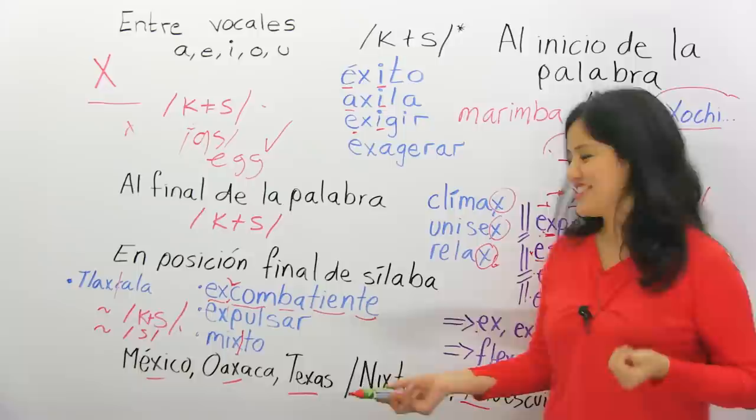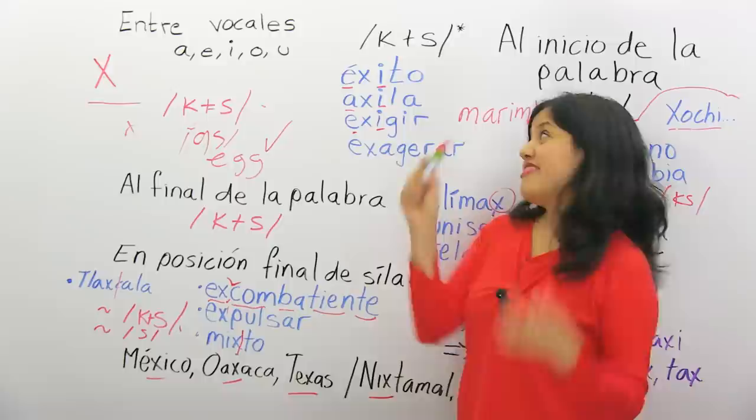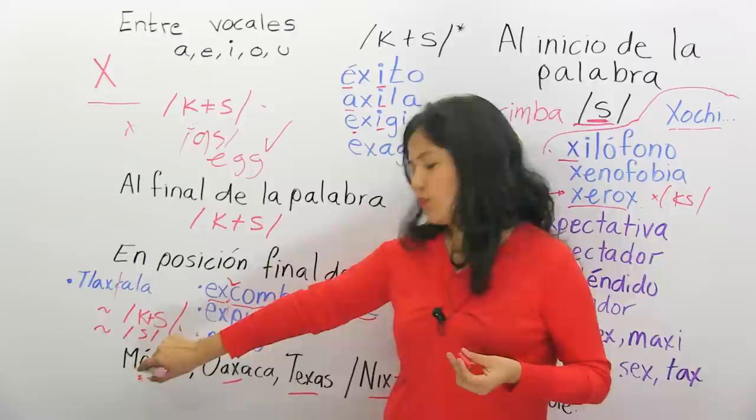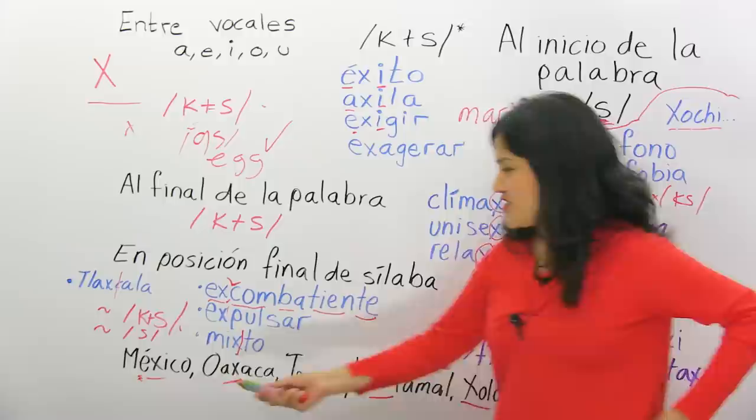Now, speaking of origin, you're going to tell me, "But you just told us that between vowels the sound is going to be X, and in your own country, between an E and an I, there's an X." And I hear you say México, México lindo y querido, si muero lejos de ti, México, Oaxaca, Texas, Oaxaca.